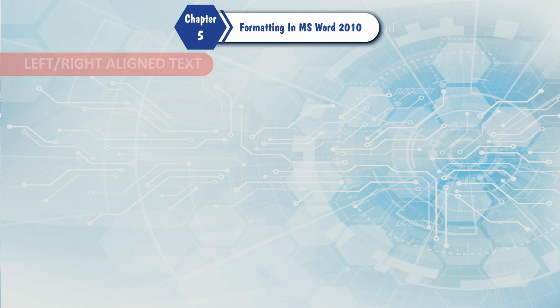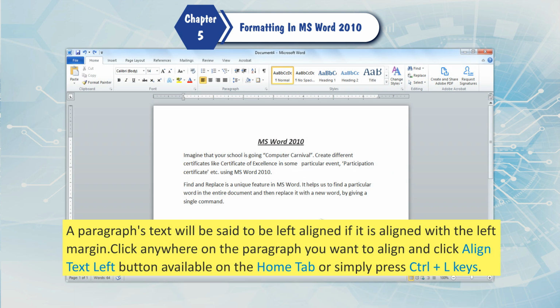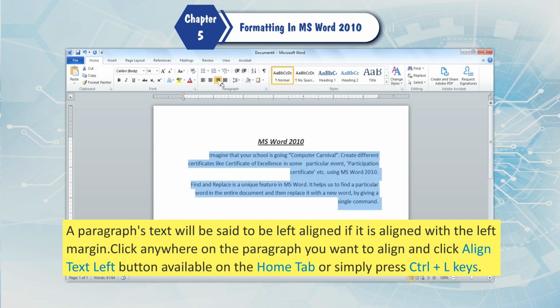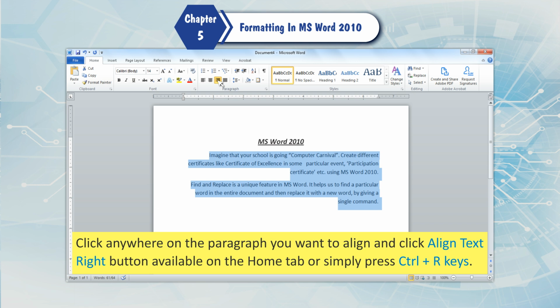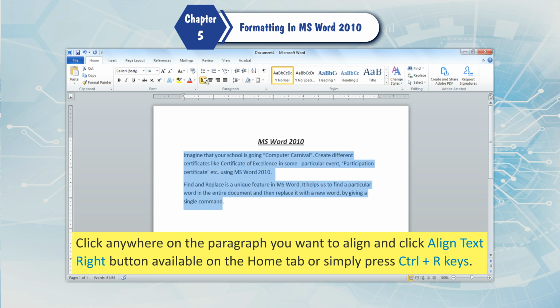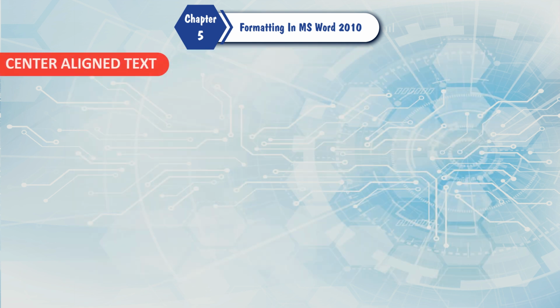Left and right aligned text. A paragraph's text will be said to be left aligned if it is aligned with the left margin. Click anywhere on the paragraph you want to align and click the Align Text Left button available on the Home tab, or simply press Ctrl+L keys. Click anywhere on the paragraph you want to align and click the Align Text Right button available on the Home tab, or simply press Ctrl+R keys.